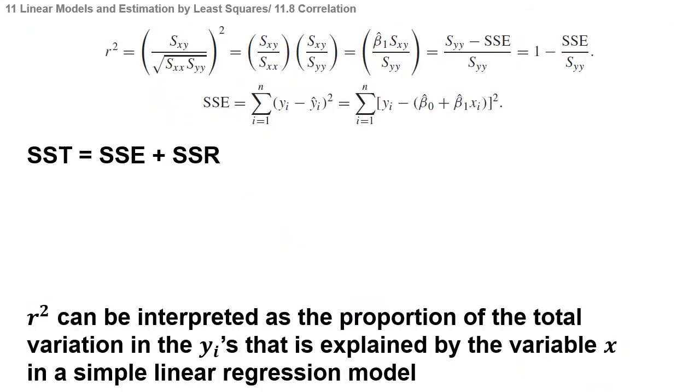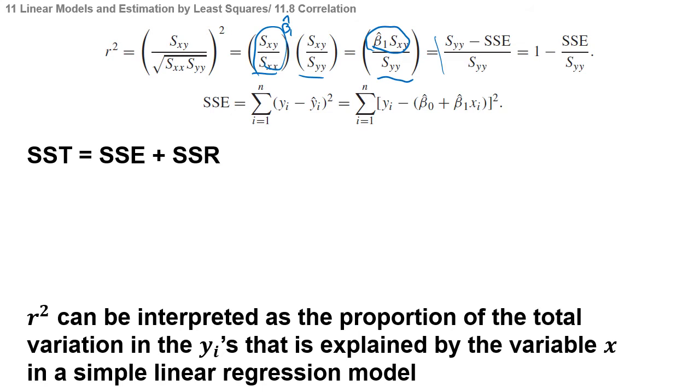There's an interesting interpretation of R square. R square can be written as this. R is Sxy divided by the square root of Sxx times Syy. And the square of this can be written as this. From here, this one is beta 1 hat, so this can be written like this. And this part is Syy minus SSE, so this can be written as this.